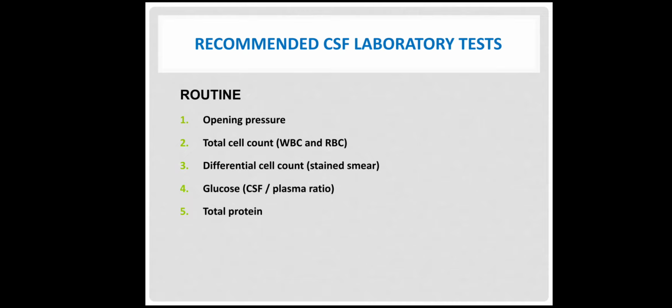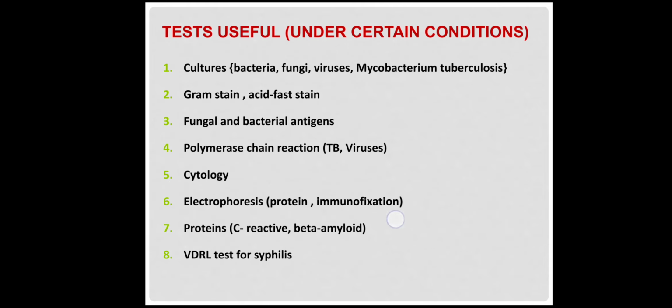Now lastly, all tests can be done on the CSF. So routinely we do the opening pressure, total cell count, that is WBC count and RBC, then differential cell count in a stained smear, then glucose and proteins. In glucose, we also find out the ratio between the CSF glucose and the plasma glucose. Usually, this ratio is about 0.6.